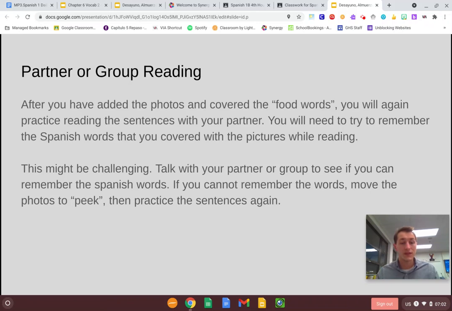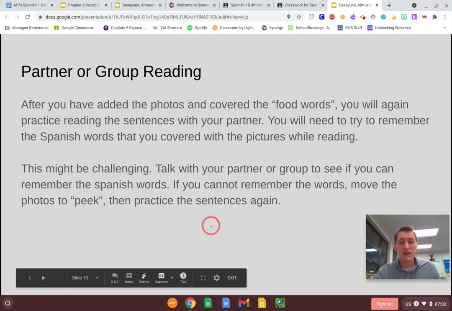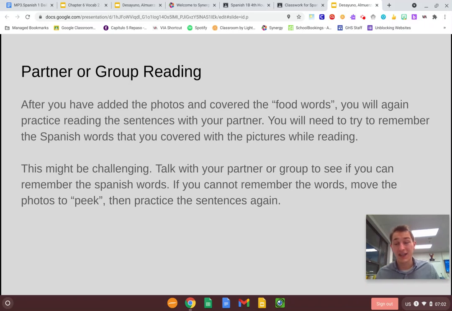This might be challenging. Talk with your partner or group to see if you can remember the Spanish words. If you cannot remember the words, move the photos just a little to peek and then cover it. Practice the sentence again. This is going to teach you to try and remember words without seeing the word and saying the word, but just to remember it by the image of it.